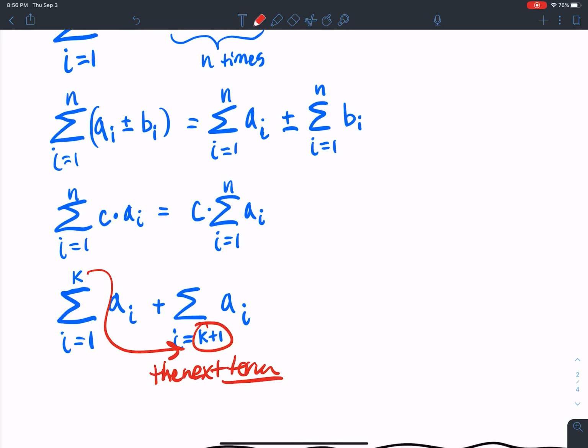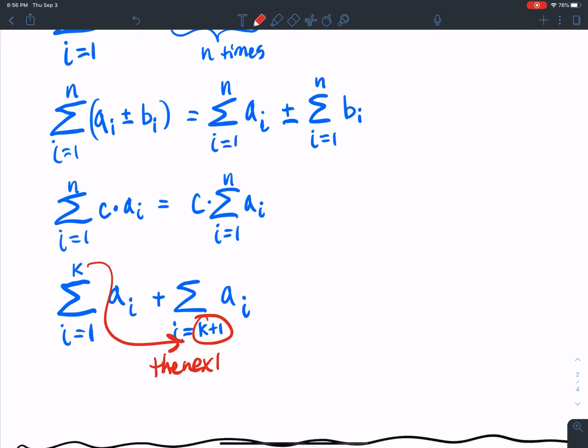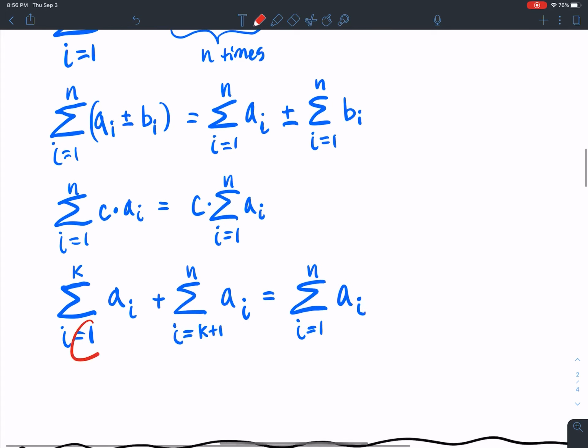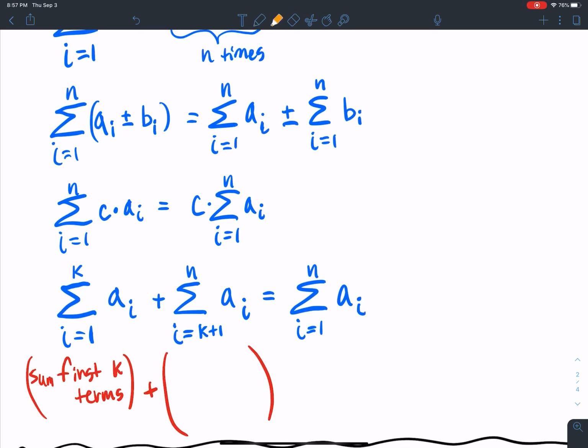So it's the next term after k, which is k plus 1, and then I go to n. This is the same as adding starting at 1 and going to n. The way to think about this is I sum up the first k terms here, and then I sum up the k plus 1 to the nth term there.